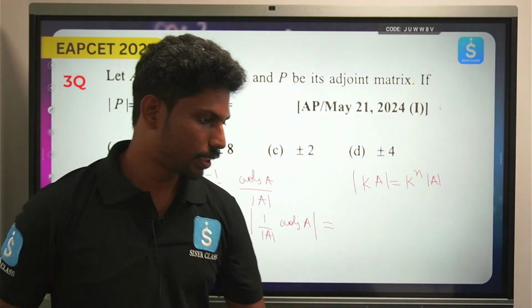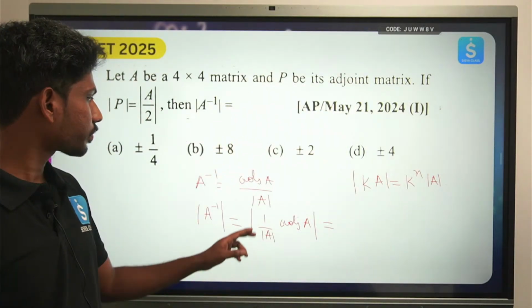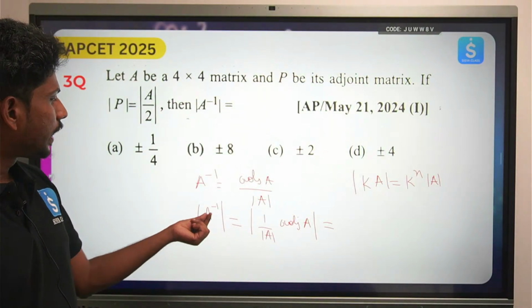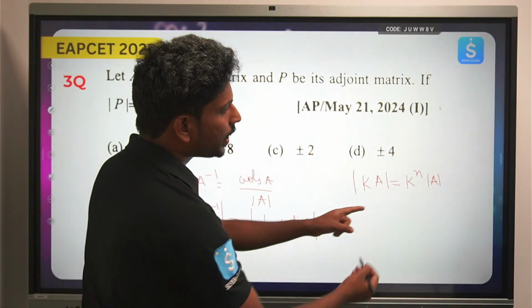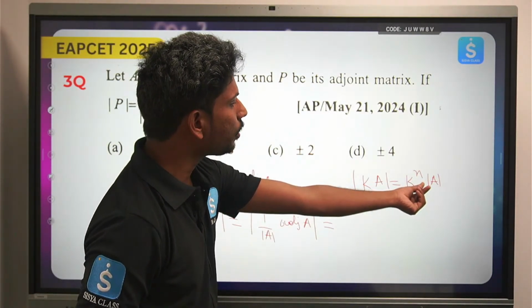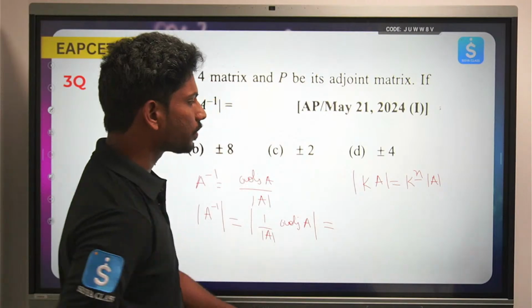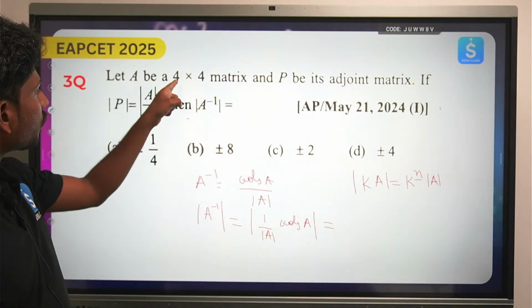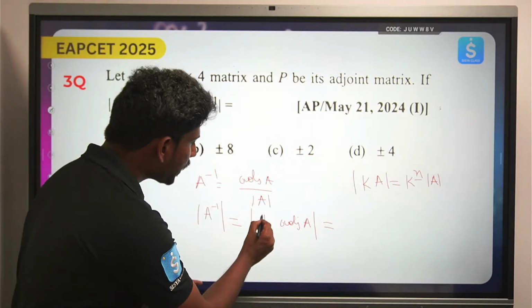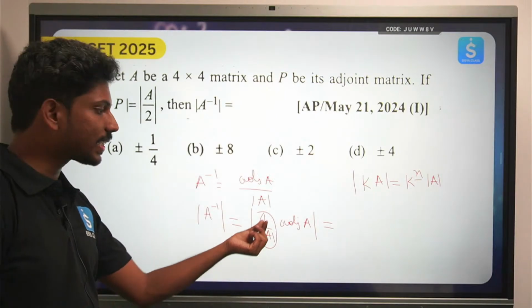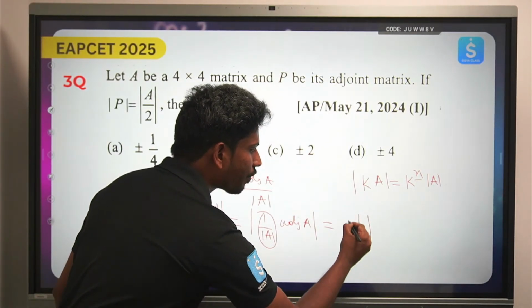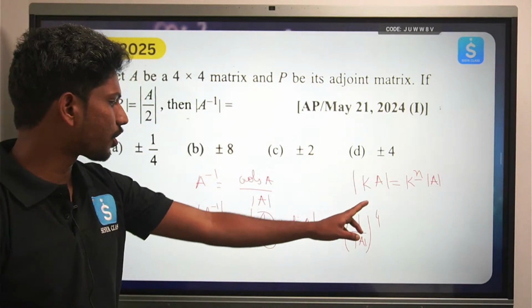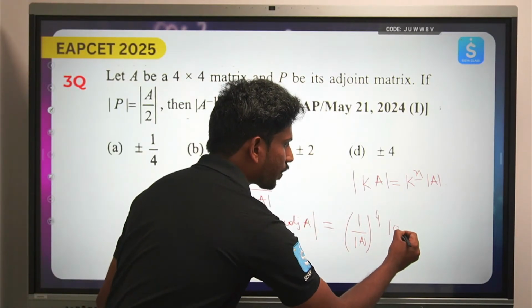Yeah, thank you Anand. Okay, now let's see here, det of A inverse I can write as 1 by det A times adjoint A, determinant of it. Now det of kA is nothing but k to the power n into det A, where n is the order of the matrix. What is the order of the matrix here? That is 4. So 1 by det A is just acting like some constant times the matrix. So this will be 1 by det A to the power 4 into det of adjoint of A.